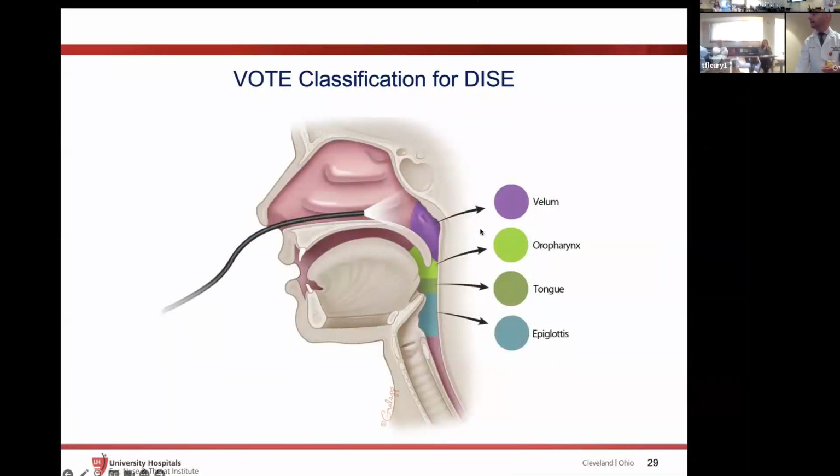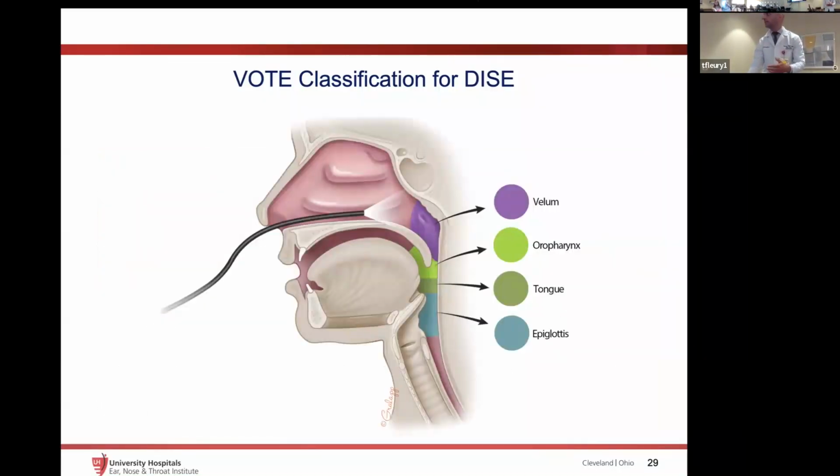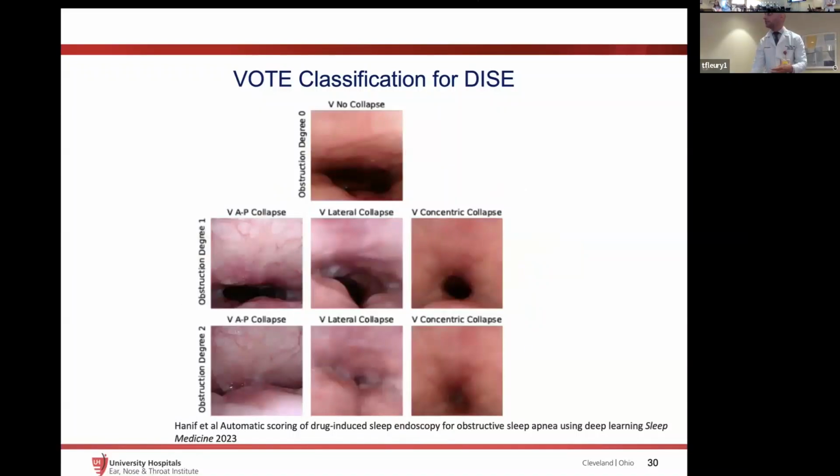So the way we classify this, we use the VOLT classification, V for velum, so we're coming from superior to inferior. Then we're looking at oropharynx, then the tongue, that's the retroglossal area, and finally we'll look at the epiglottis, and we'll classify this from no obstruction to partially obstructed, that's when you have 50 to 75%, and then anything above 75%, we'll call it grade 2 or complete obstruction. This is the classical Kezirian description of obstruction.